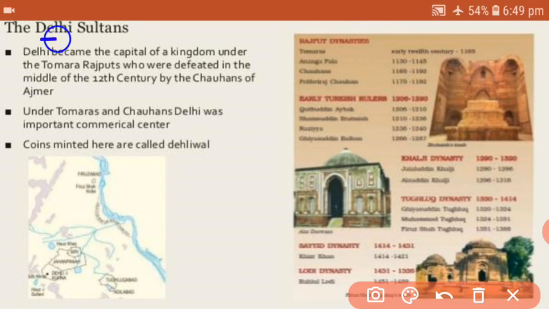As the word Sultans suggests, they were the rulers of Delhi and they proclaimed themselves as Sultans. This period ranges from 1206 CE to 1526 CE. But Delhi became a capital of a kingdom under the Tomar Rajputs, as you can find with the first point itself. This is the introductory video.